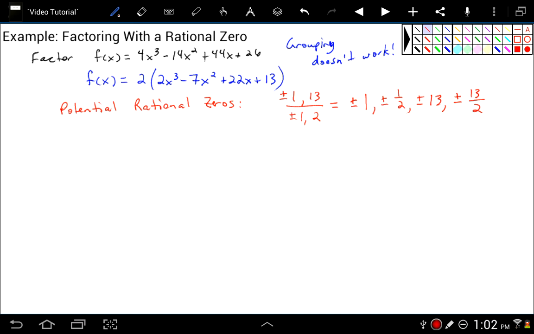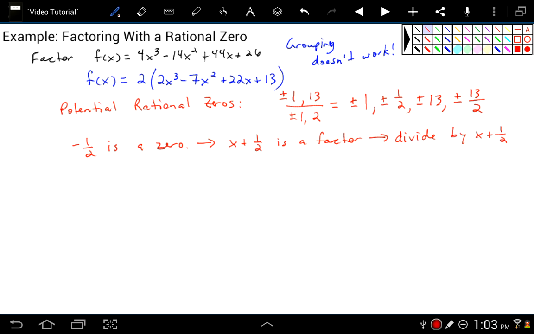And the way to check them is to plug each of those into this polynomial to see if any of them are zeros. If you find one, negative 1/2 is a 0. I've already checked it, you should verify that. Negative 1/2 is a 0, which means that x plus 1/2, or x minus negative 1/2, is a factor. So what we should do is divide by x plus 1/2, and we do that with synthetic division.